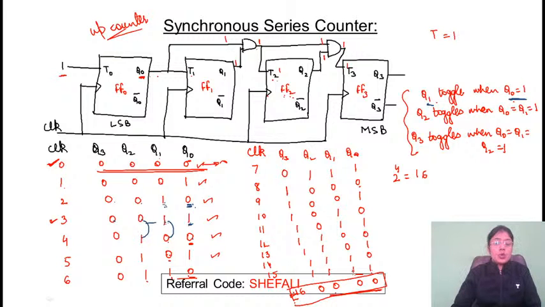So if there is no doubt till this point, quickly give me a confirmation. Everyone?